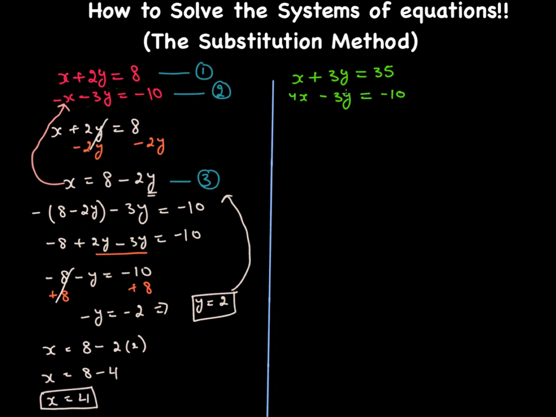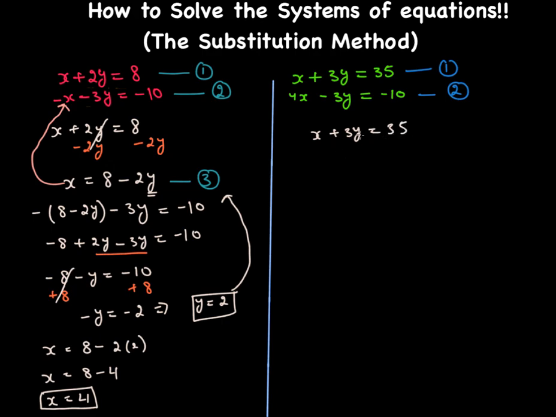So we got x plus 3y is equal to 35, 4x minus 3y is equal to negative 10. Two variables, two equations, so we can find them. And what I'll do first of all, I'll name the equation. Let's say this is my equation number 1 and this is my equation number 2. So from equation number 1 we got x plus 3y is equal to 35.